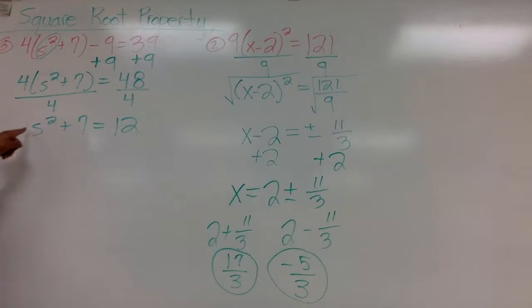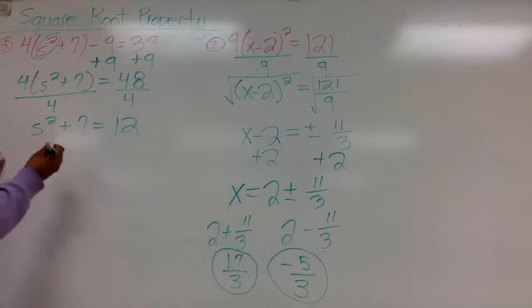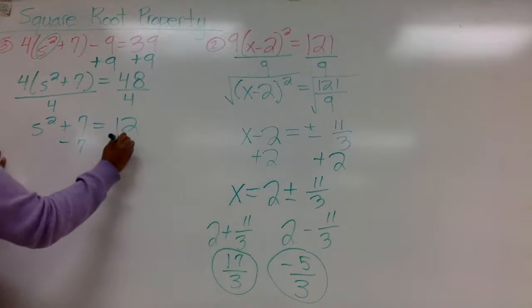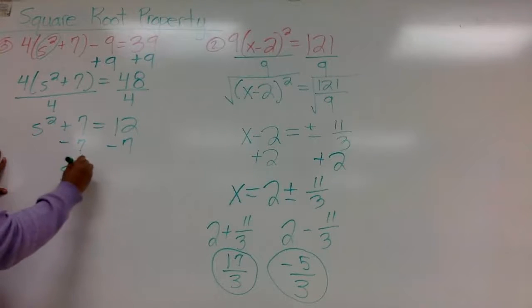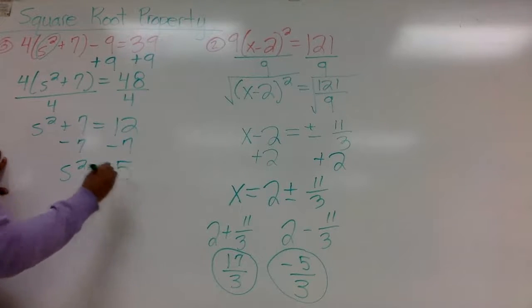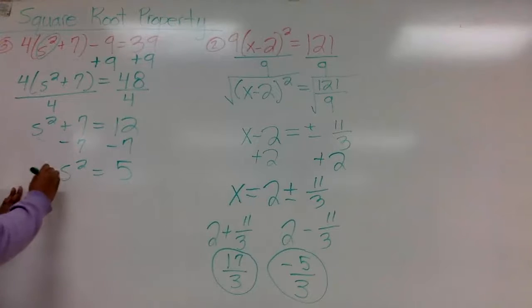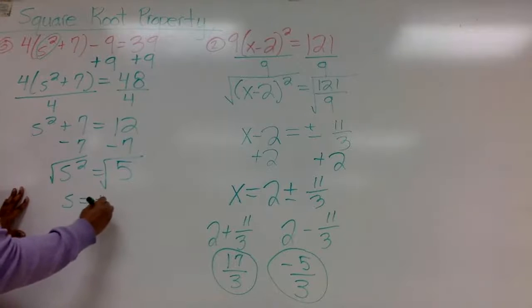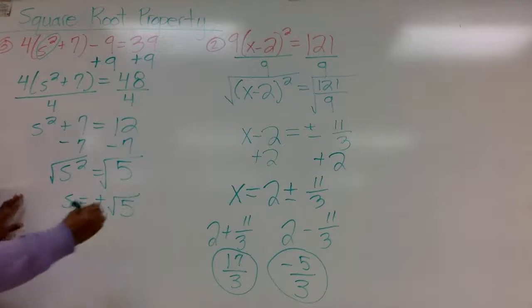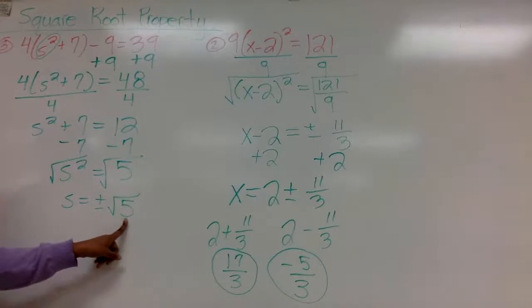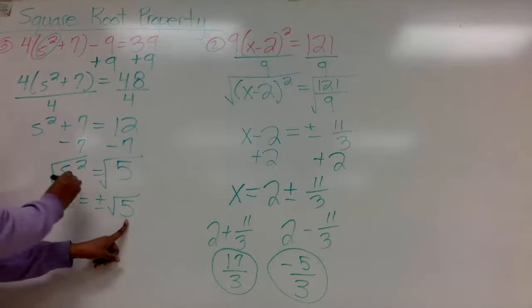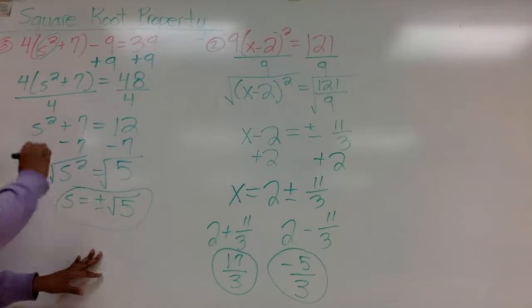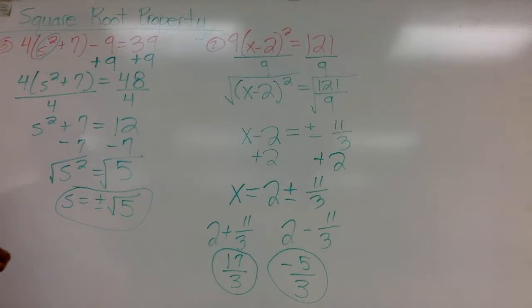All right, I need to keep going because we need to get s squared by itself. So we're going to subtract 7 from both sides. So s squared equals 5. The opposite of squaring something is to take the square root. So s equals plus or minus the square root of 5. 5 cannot be broken down like the first example we did, so there's nothing wrong with that. And my final answer is plus or minus the square root of 5.